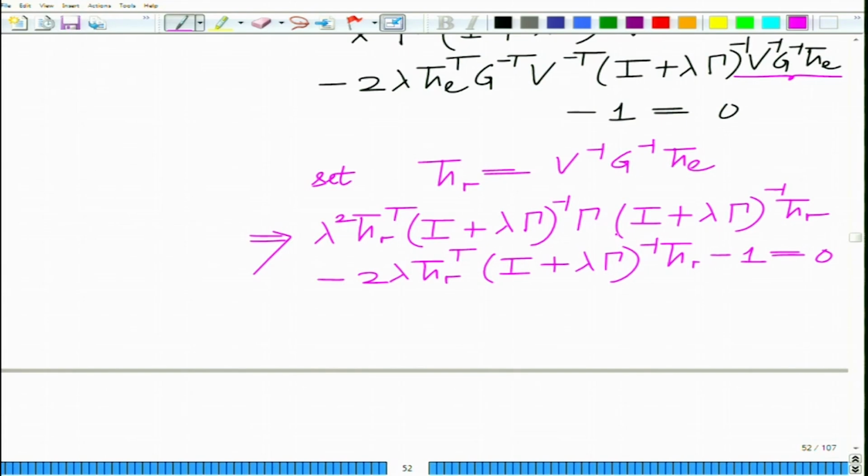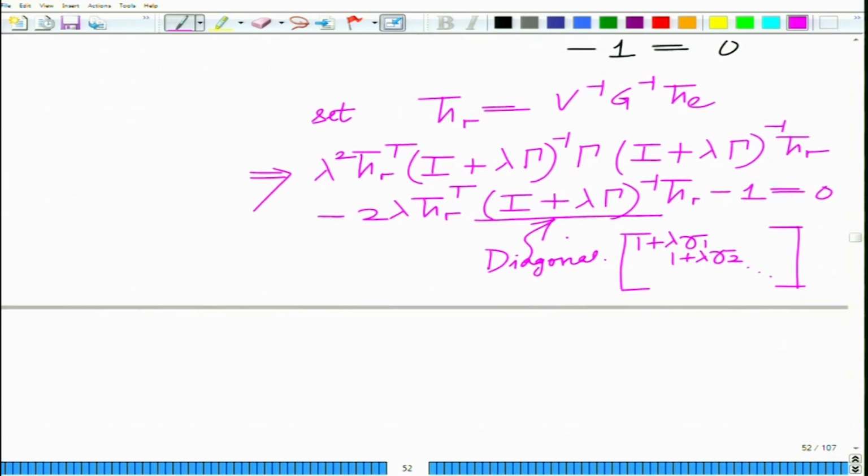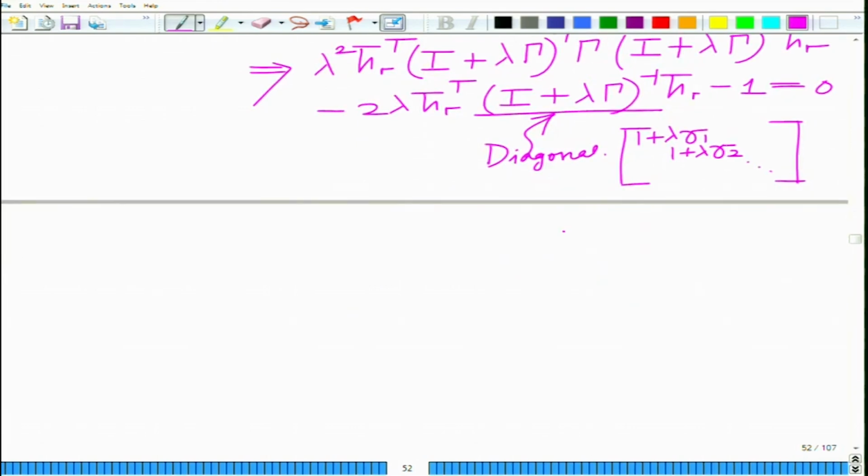And now you can see this is a very simple structure, because all these matrices are diagonal matrices. I plus lambda gamma is a diagonal matrix, gamma is a diagonal matrix. In fact, its entries will be 1 plus lambda gamma 1, 1 plus lambda gamma 2 and so on. So, you can basically multiply it out and simplify this.